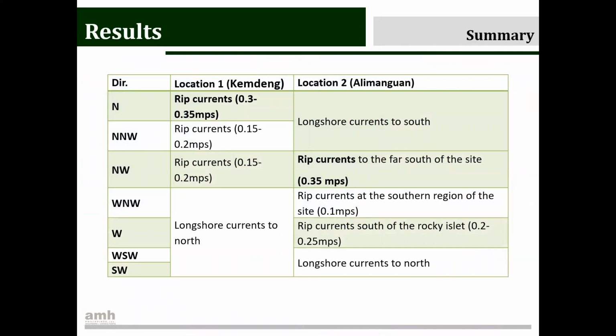The various offshore wind and wave conditions were likewise simulated. In summary, here are the directions of winds and waves that generate nearshore currents at locations 1 and 2, location 1 in this column, and location 2 in this column. The peak rip current intensities are 0.5 meters per second, due to the north approach in location 1, and due to the northwest approach in location 2.